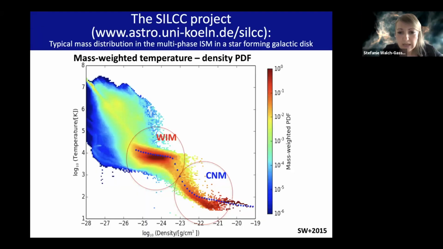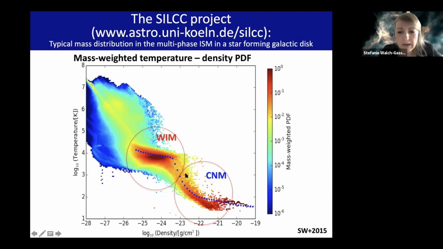Representing solar neighborhood conditions, so G0 of 1.7. And what you can see here is that most of the mass in the ISM assembles in the cold phase. So this would here be the cold neutral medium. Here is the molecular medium, and also the warm neutral and warm ionized medium, and also the thermally unstable regime. In between, there's quite a lot of mass, which is actually in agreement with observations.